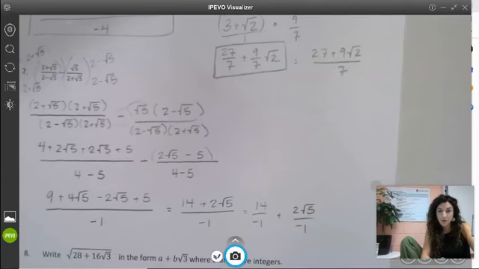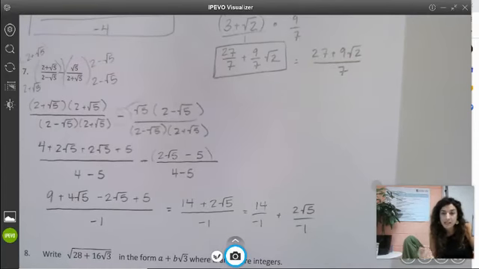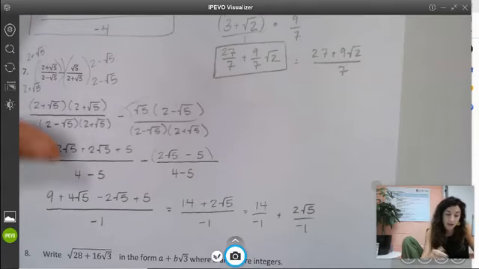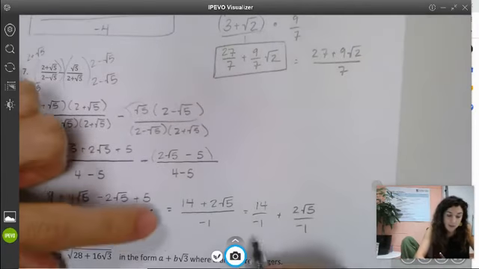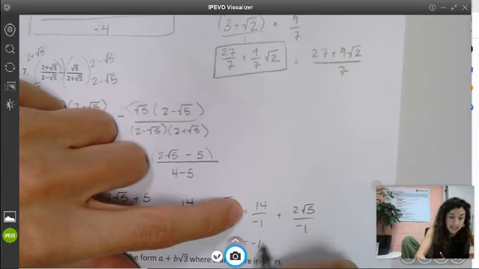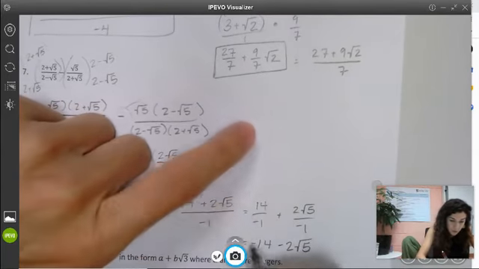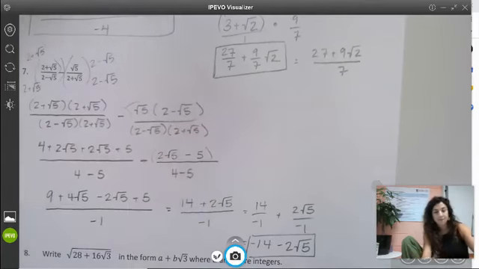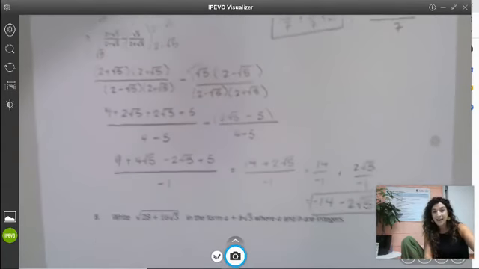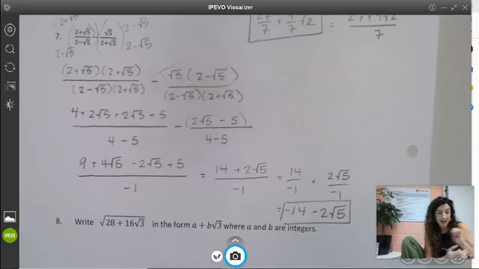So that denominator needs to be applied to both of them, because when you're adding or subtracting fractions, they need to have the same denominator in order to combine underneath. All right, so we keep that in mind to remember that then this is going to be negative 14 and then minus 2 square root of 5.